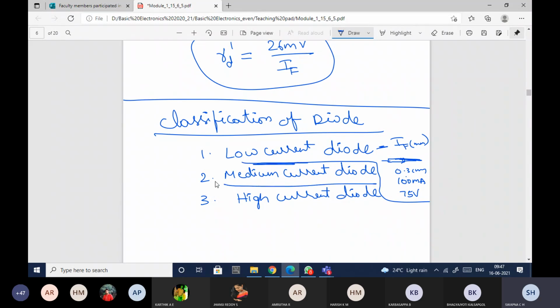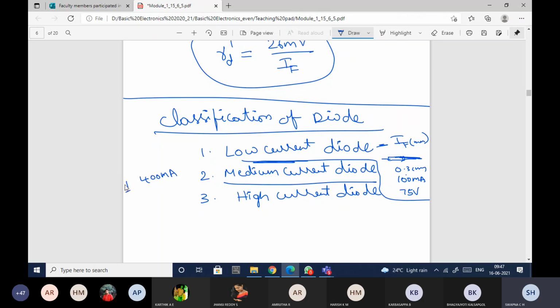So next comes the medium current diode. As the name implies, the medium current diode will handle more than the low current diode but less than the high current diode. Generally this medium current diode will withstand a maximum IF of 400 milliamperes, and a VBR of 200 volts. So this is related to the medium current diode.